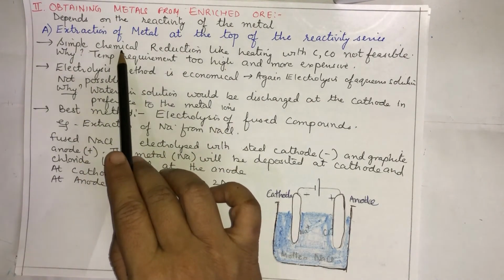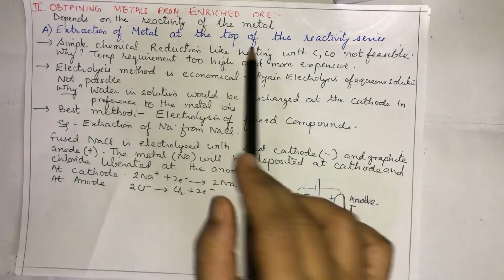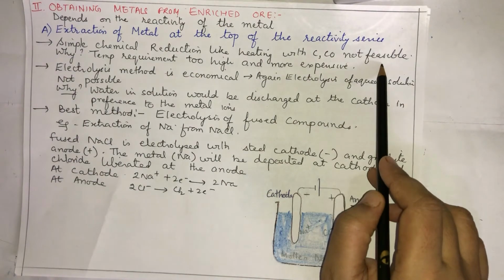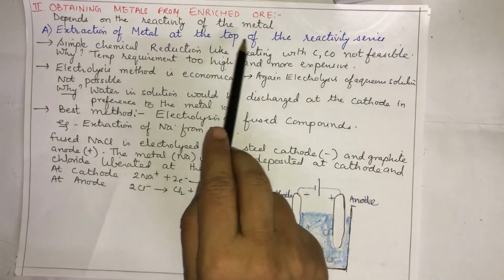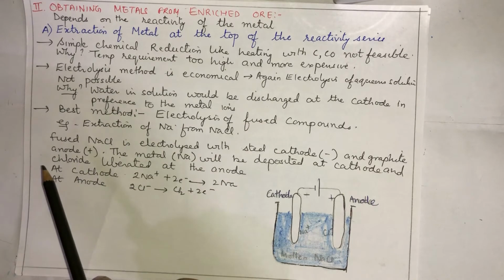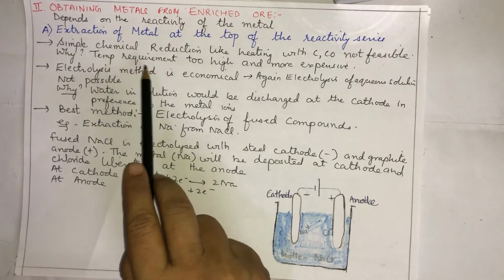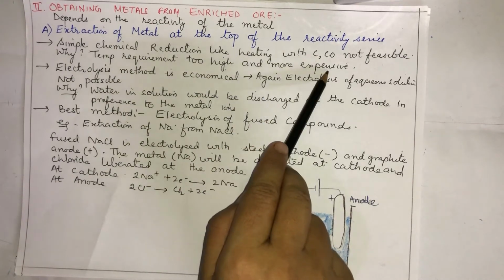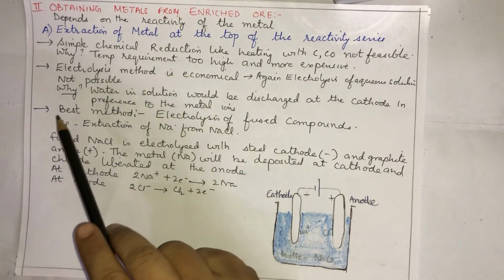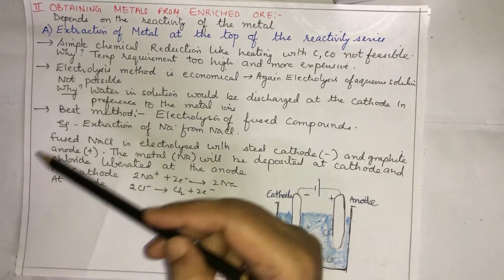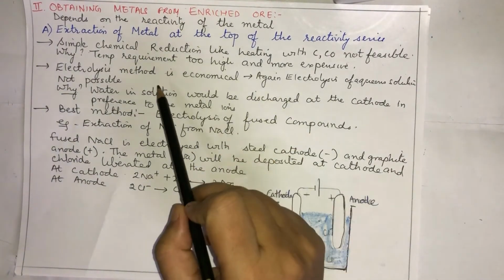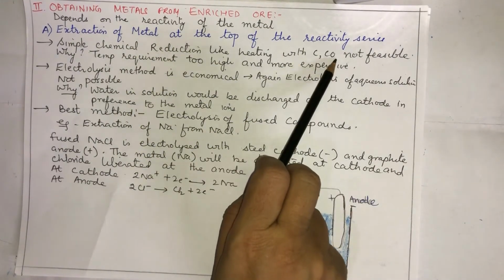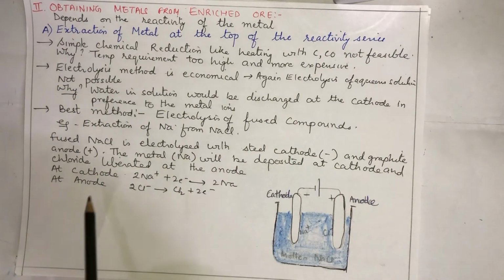Now simple chemical reduction like heating or with carbon or carbon monoxide is not feasible for the extraction of metals at the top of the reactivity series. Why? Because the temperature requirements are too high, and then it is very, very expensive. If the extraction of metal is expensive, the metal will become all the more costlier, which is not feasible. So this simple reduction like heating with carbon or carbon monoxide is not feasible.